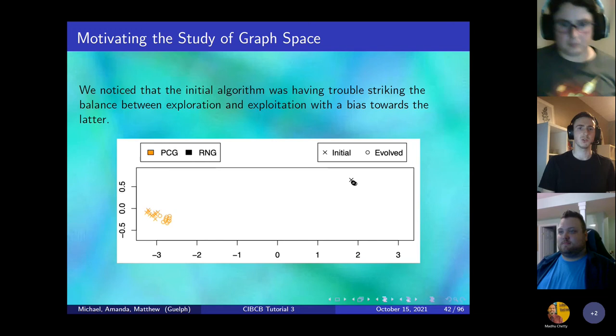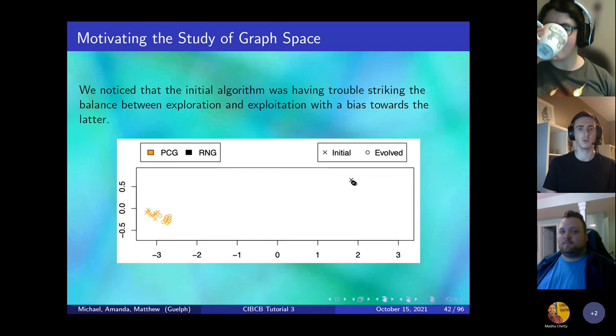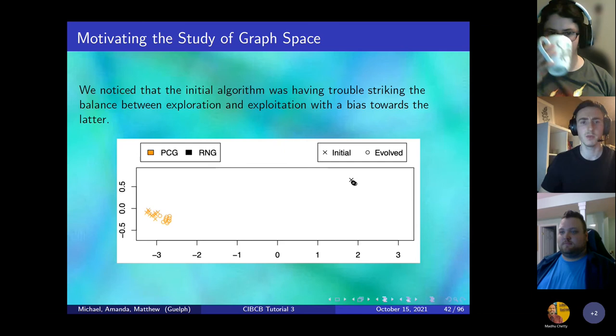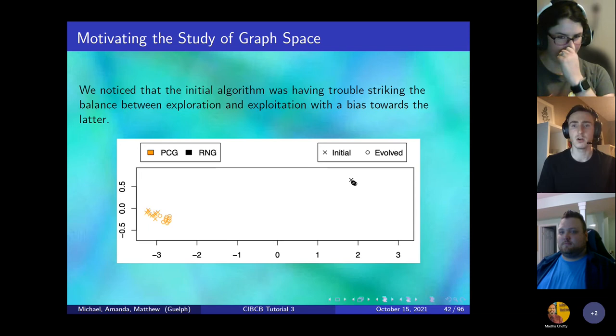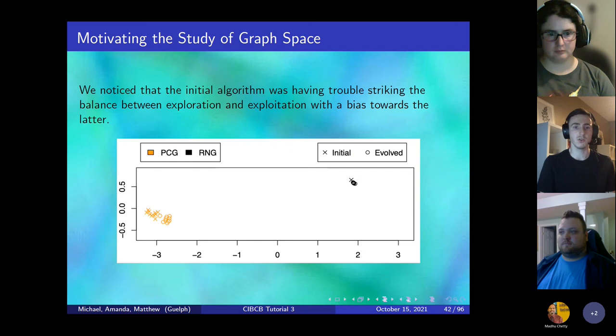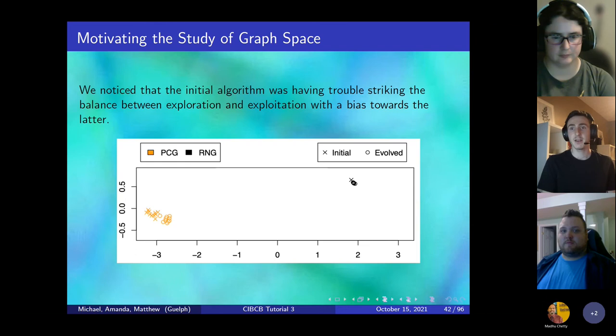Now, this is a bit of a loaded figure, and you're not really meant to understand everything right away, but what you should take away from this are these two different types of graphs, the power law cluster graphs in yellow and the ring graphs in black. The X's are the initial population, and the circles are the evolved population at the end. This is the investigation that resulted after tireless runs of evolution resulted in very little change to the graphs. What you can see here is that no matter how much evolution we were doing, graphs did not change significantly and had quite a bit of difficulty traversing the space.